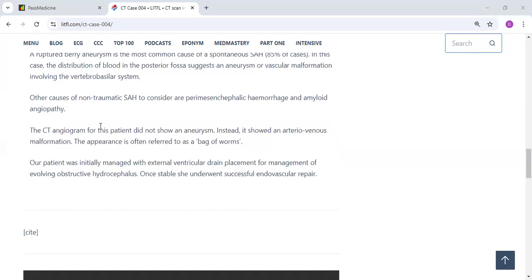The CT angiogram for this patient did not show an aneurysm. Instead, when they did an angio, it showed an arteriovenous malformation, and the appearance is often referred to as a bag of worms on the CT angio. Our patient was initially managed with external ventricular drain placement for management of evolving obstructive hydrocephalus. Once stable, she underwent successful endovascular repair.